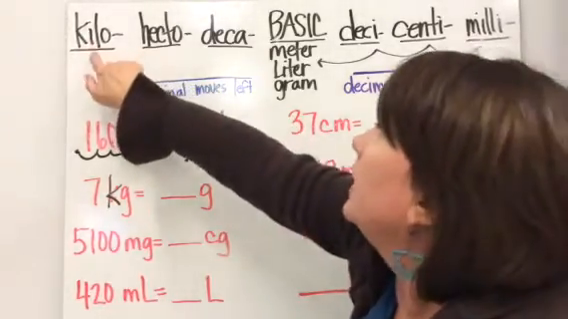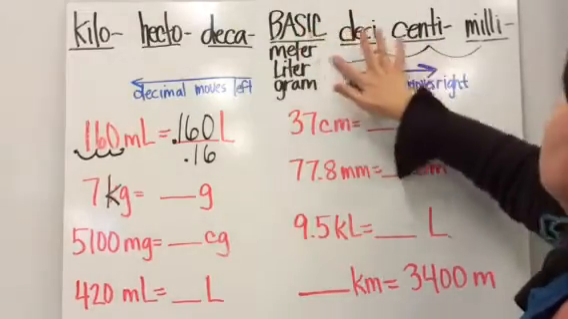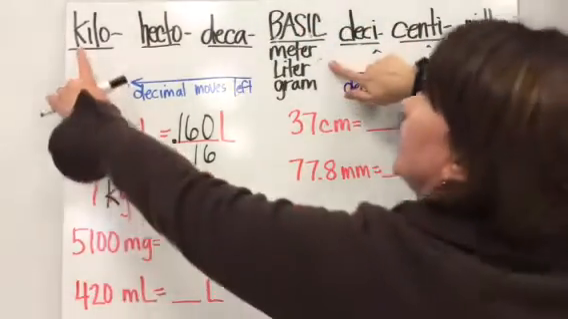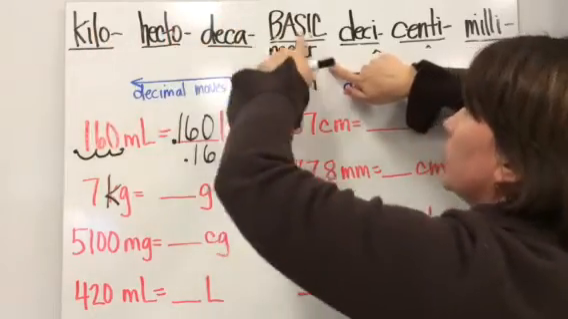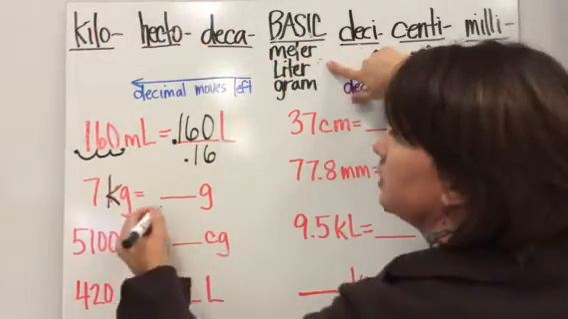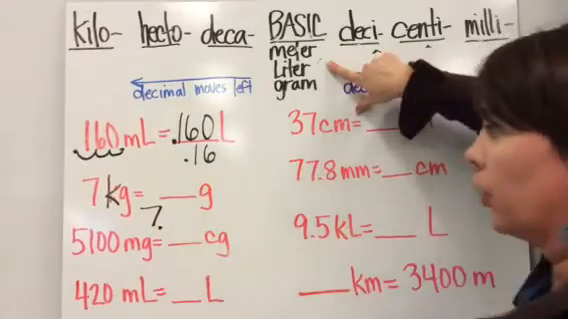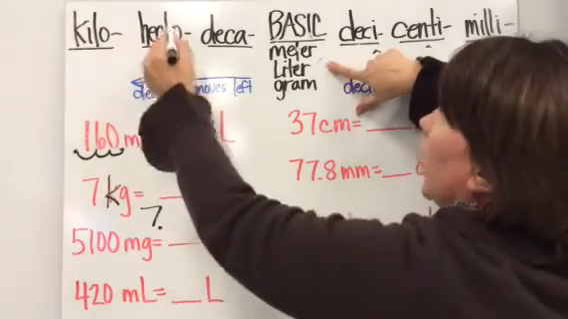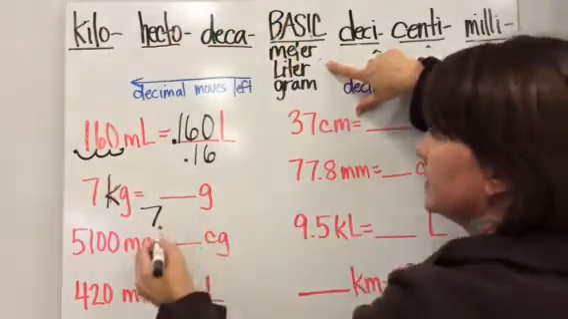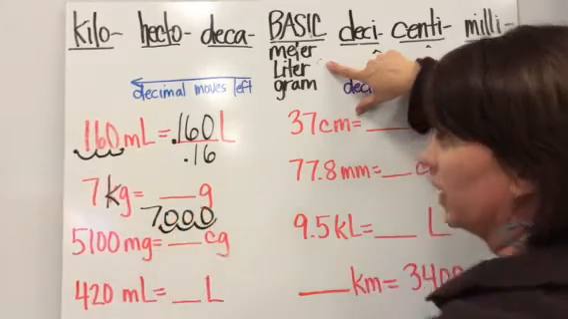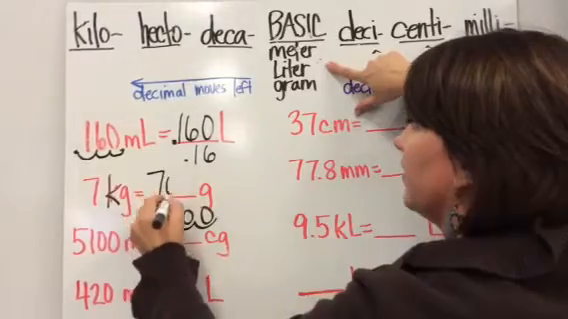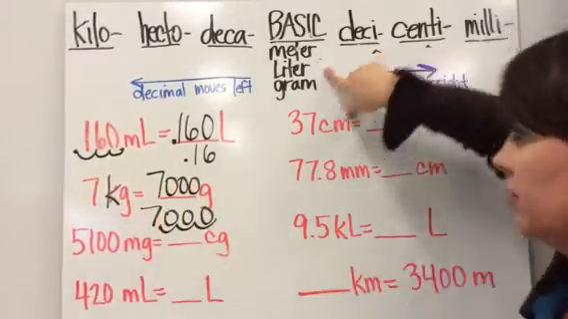This is 7 kilograms, and I want to convert to grams. So I'm going from kilo to grams. This time I'm moving to the right, kilo to grams. 1, 2, 3 places to the right. The decimal in a whole number is at the far right. So I'm going to move it 1, 2, 3 places to the right, which is really the same thing as multiplying by 1,000. And so I get 7,000 grams.